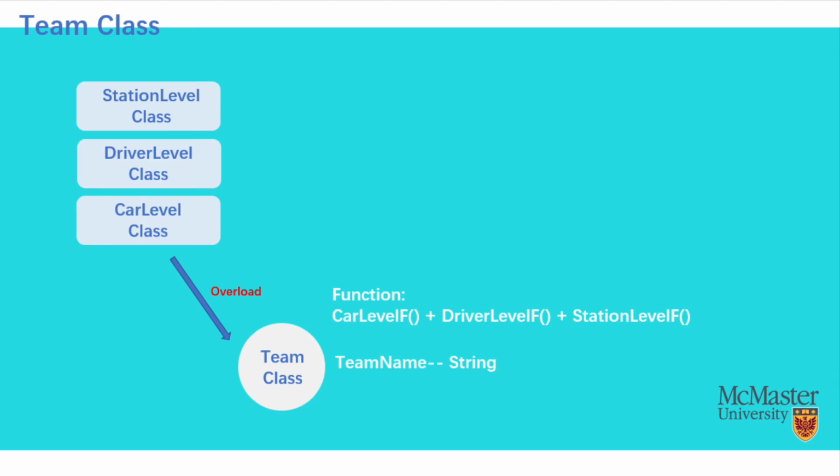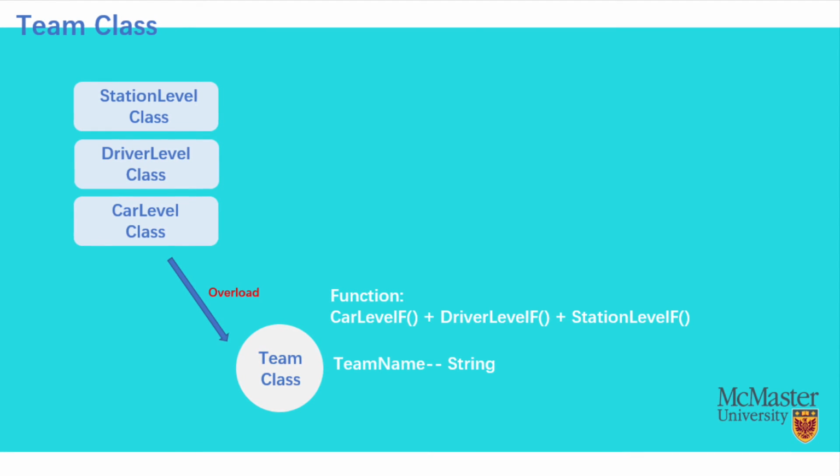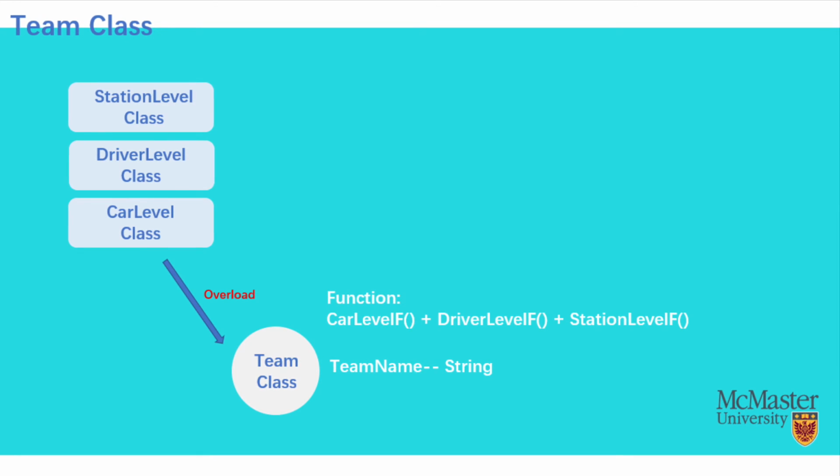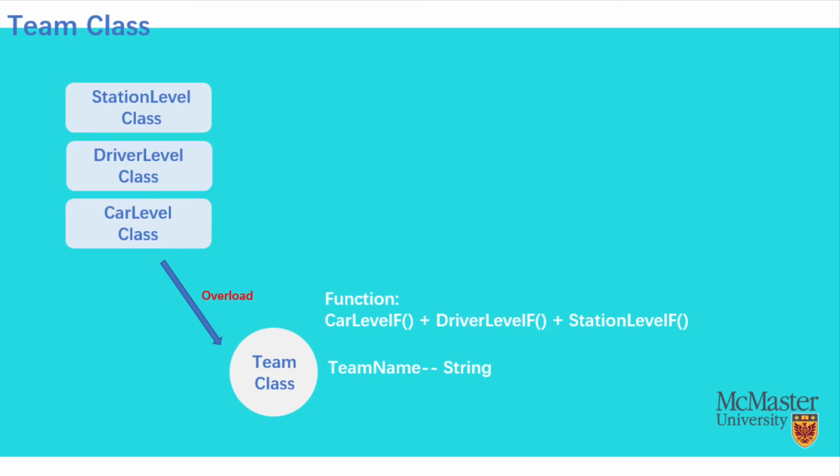Here is the last class, class team. It is a very important class with simple logic. It can be described as the hub of the whole code. This class is used to put all the results from the upper classes, car level, driver level and the station level together in order to get the final result.